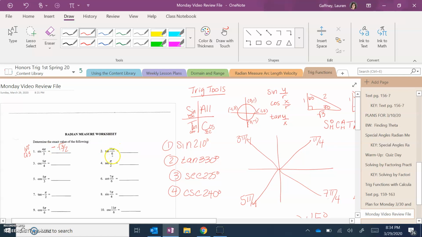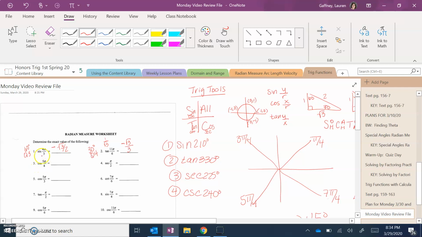I'll do number 2. The denominator is 6, so that's a 30-degree reference angle. 11 pi over 6 is just shy of 2 pi, so that would be quadrant 4. So let's come over here. Tan of 30 degrees. Tan is opposite over adjacent, so it would initially be 1 over root 3, but we should rationalize that to root 3 over 3. In quadrant 4, tan should be negative.